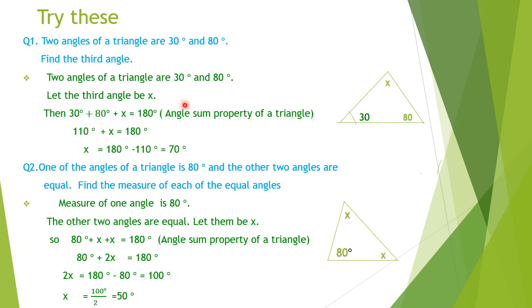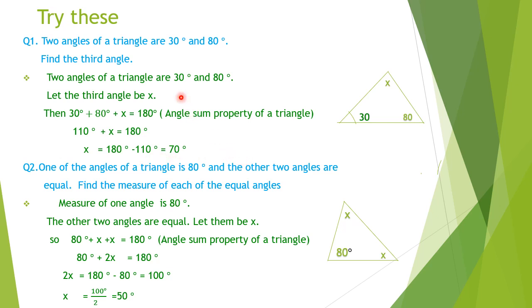Then we know adding these three angles 30 degree, 80 degree and x, adding them we get 180 degree. That is the angle sum property of a triangle. So we write the step as 30 degree plus 80 degree plus x is equal to 180 degree. And you know 30 degree and 80 degree adding them we get 110 degree. 110 degree plus x is equal to 180 degree. Therefore, x is equal to 180 degree minus 110 degree is equal to 70 degree.